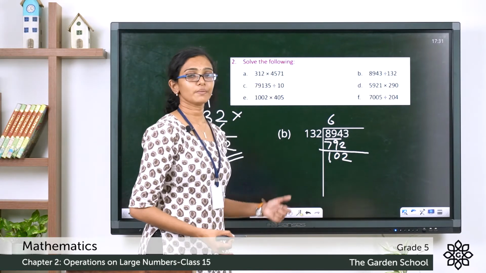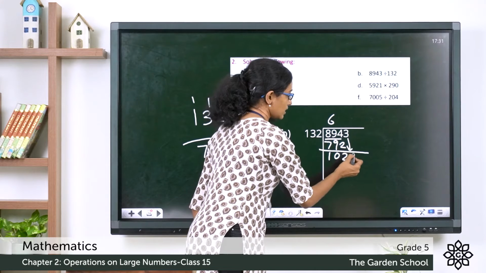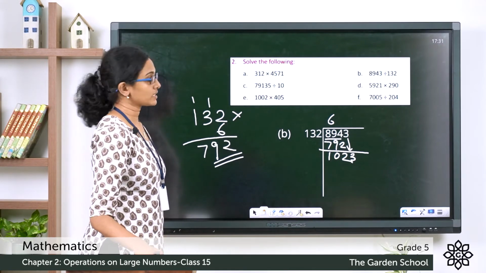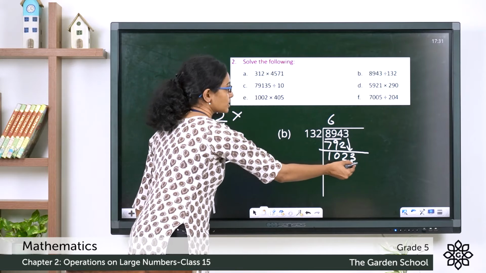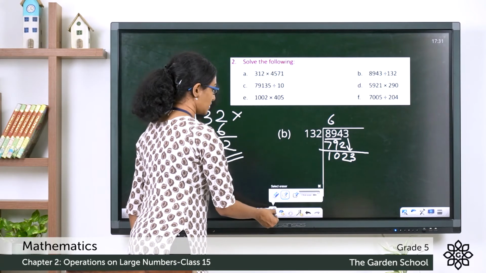Now what's the next step? We have to bring down the next digit. So let's bring down this 3 here. So that will give you 1023. Now we have to divide this 1023 with 132.